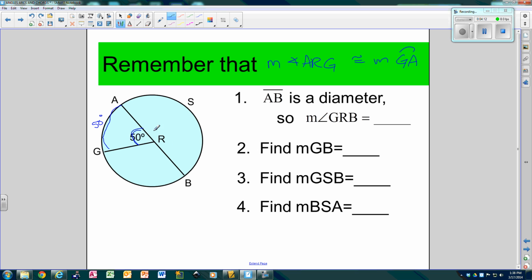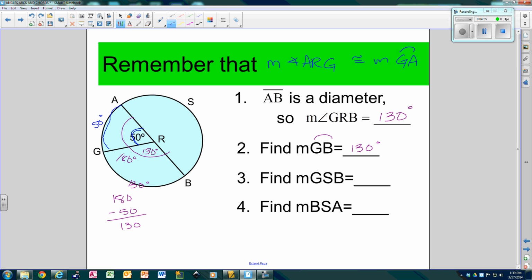So if AB is your diameter, that means the measure of angle GRB, so think about this. If this is your diameter, then from here around to here is 180 degrees. If this piece is 50, then you have 180 minus 50, which is 130. So that means angle GRB is 130 degrees. So what's the measure of arc GB? Well, if this angle is 130, then this arc is also 130 degrees.